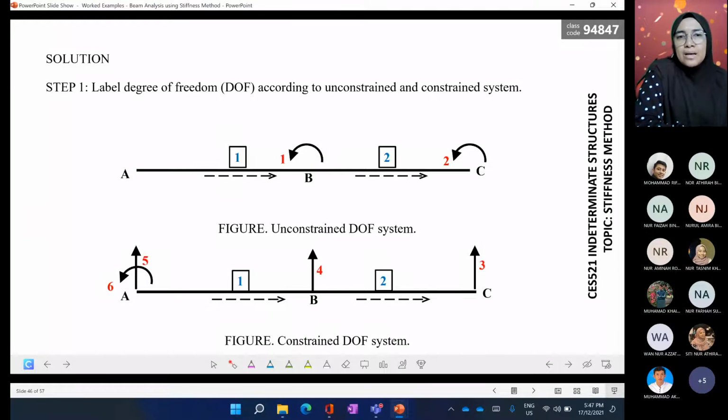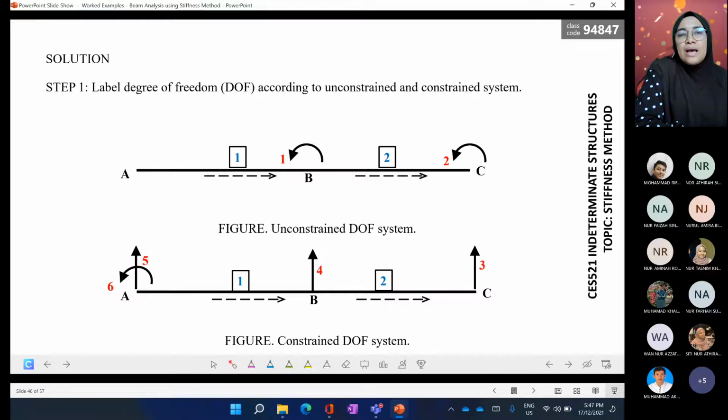Followed by constrained. So if the unconstrained DOF is 2, we label 1, 2, then followed by 3, 4, 5, 6. If in the system there are 3 unconstrained DOF, we have 1, 2, 3, followed by 4, 5, 6 in constrained. In this case, we have 2 unconstrained DOF, so we have 1, 2. These displacements represent rotation at B and rotation at C.